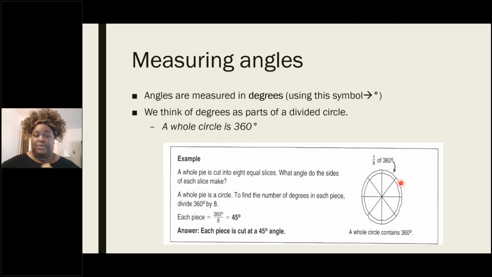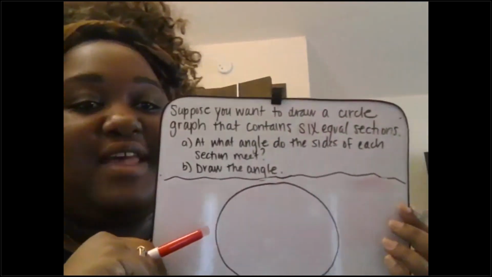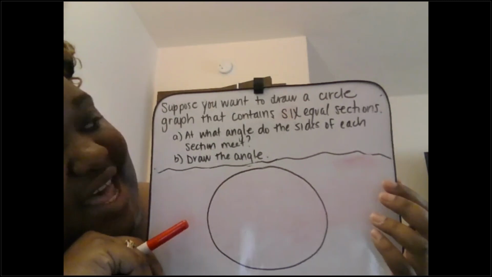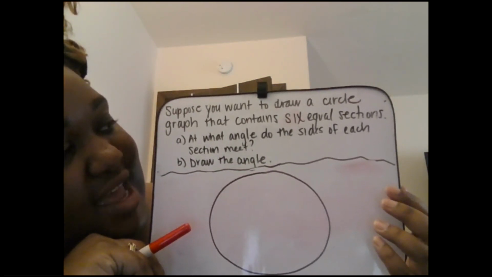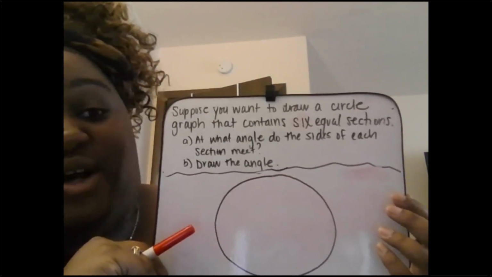Okay, so I'm actually going to stop sharing my screen for a second. We're going to do a problem together. Okay, so let's see here. Hopefully you can see this. I have a whiteboard here. So the problem is saying, suppose you want to draw a circle graph that contains 6 equal sections, and they want to know first at what angle the sides of each section meet, and then they want us to draw that angle.